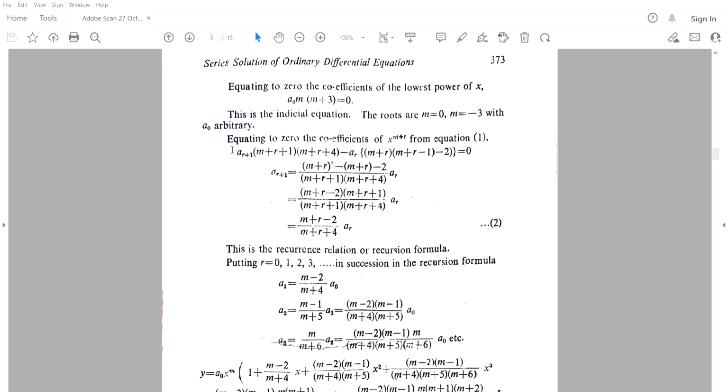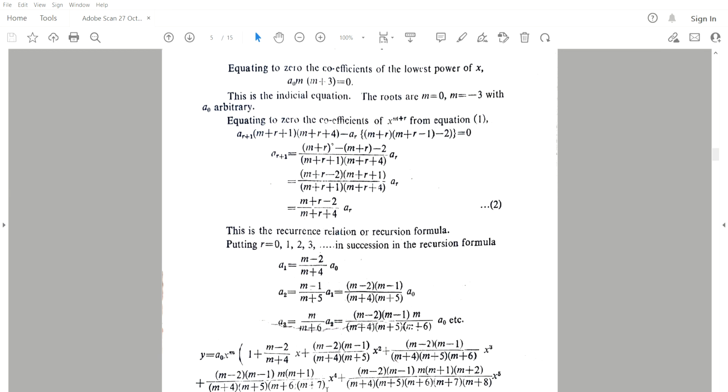Now we will find the recurrence relation, equating the coefficient of x to the power m plus r equal to 0. See, this is the equation 2, which gives the recurrence relation a r plus 1 in terms of a r. Now, if we put r is equal to 0, 1, 2, 3, we will get a1, a2, a3, etc. Therefore, the solution will be y equals a0 x to the power m, etc.